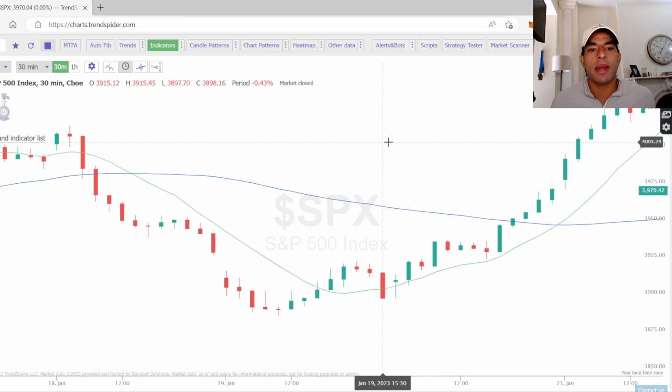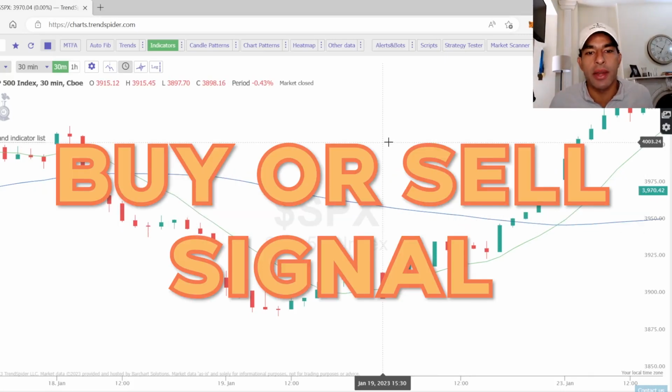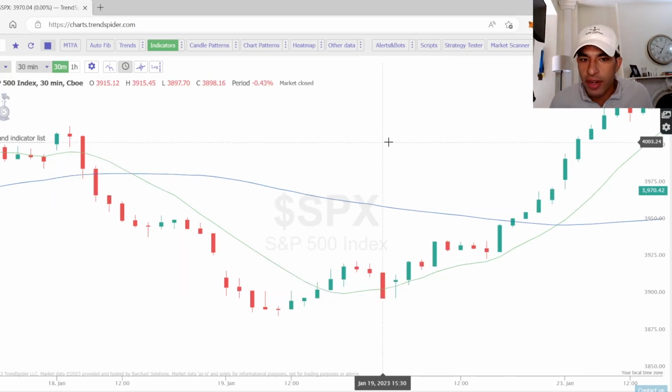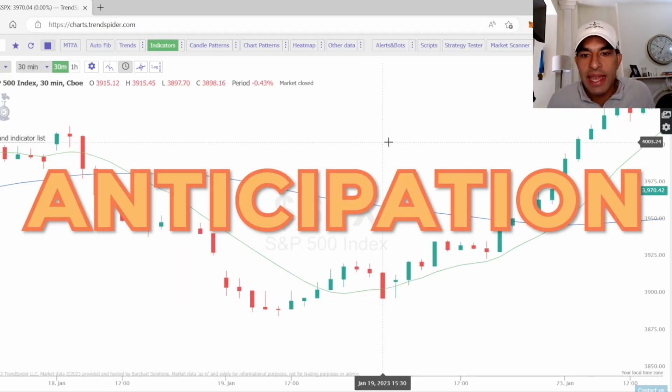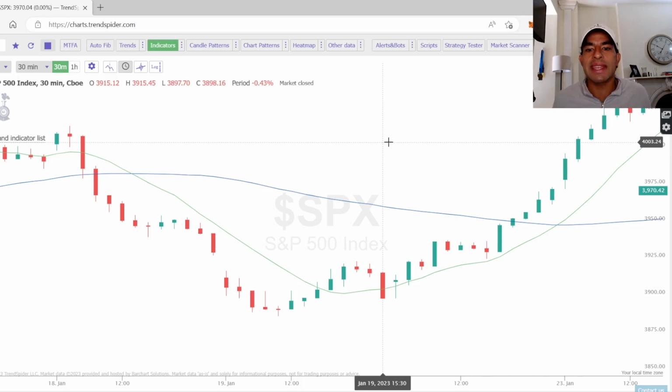The first concept that I want to cover is where and how to enter in anticipation of a buy or sell signal. Now there's a very key word in there. That's anticipation. So we're anticipating the cross of the moving averages.